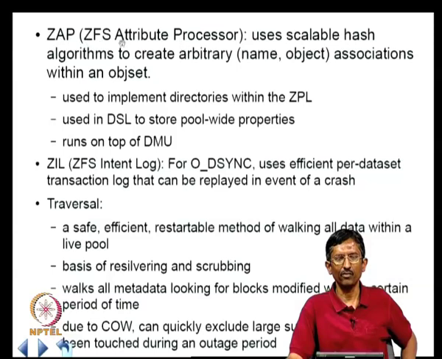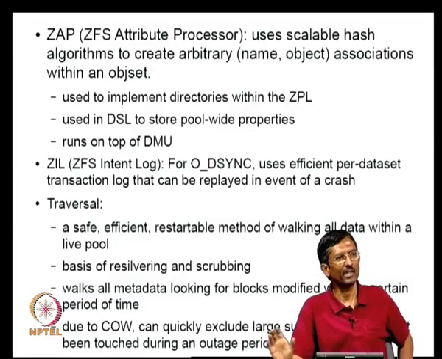As I mentioned earlier, ZFS is basically a way to create name-object associations. That's how they implement directories, and they also use it for keeping track of information about pool-wide properties, because different pools might have different attributes. For example, one set of pools might have a RAID1 attribute, some other pool objects together might have a RAID5 attribute, or whatever. So all those things are also here.